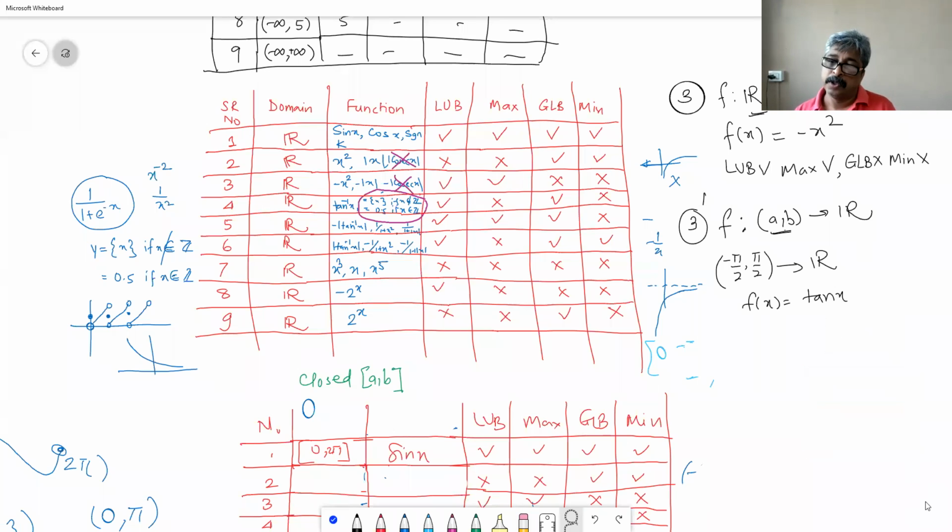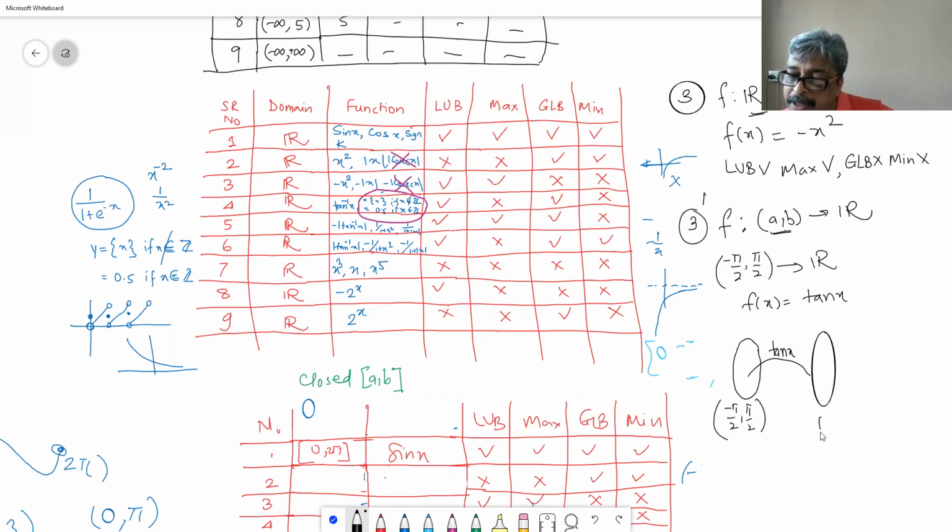Okay, so what I am doing now here is check whether you understand. First thing I do, this is the domain minus pi by 2 to pi by 2. I do it tan x. Second is R. From R to third is R, we have got the function minus x square. So now if I do composition of these two functions, will I get from minus pi by 2 to plus pi by 2 to R?